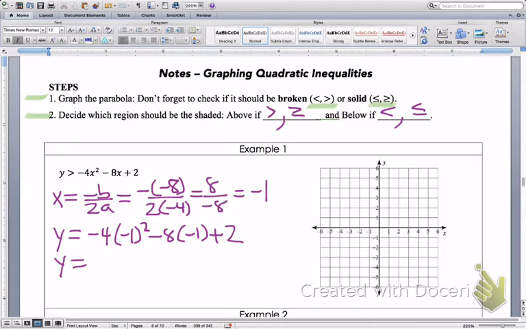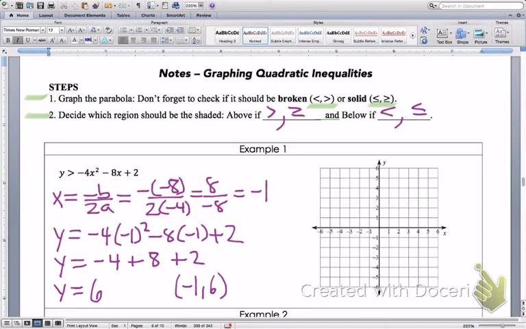We're going to simplify this. Negative 1 squared is positive 1, times negative 4 is negative 4. 8 times 1, both negative, is positive 8, and then drop the 2. Do our quick check. 8 is double of 4, and 4 is half of 8. One's negative, one's positive, so we're good. And 8 minus 4 is 4, plus 2 is 6. So we have our vertex, which is negative 1 and 6.